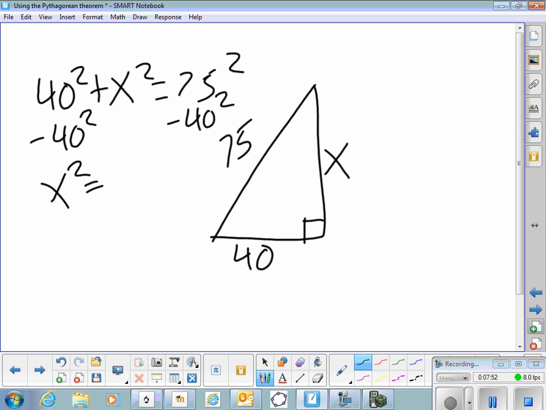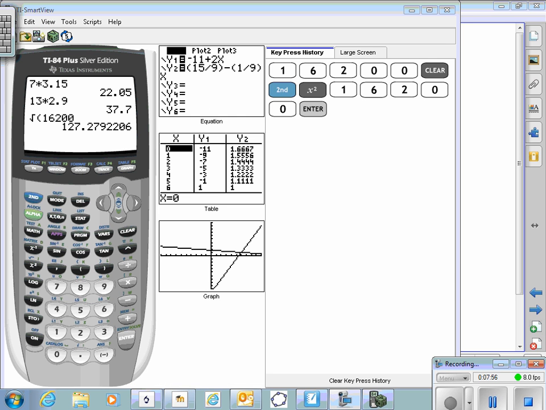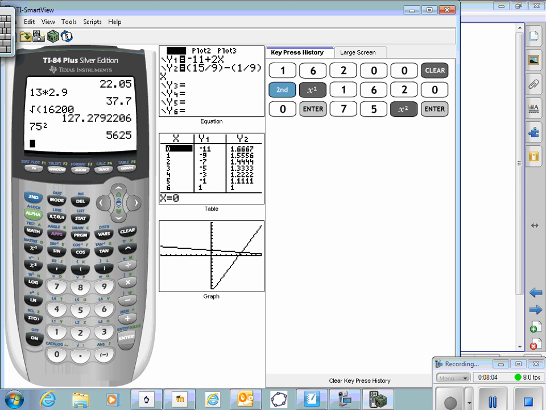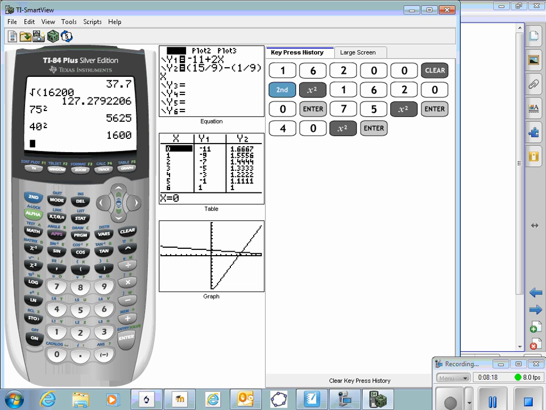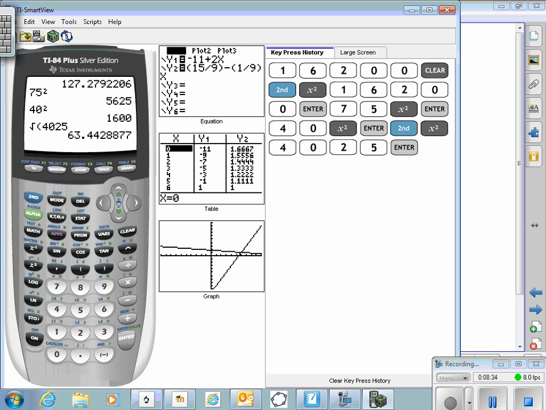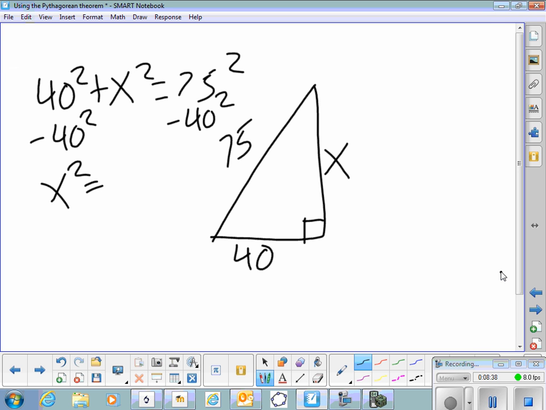So x squared equals, and then I'll get the calculator, 75 squared is 5,625. 40 squared, 1,600. Subtract and I get 4,025. Square root, second function squared gives us the square root. 4,025 tells me 63 feet. So x squared equals 4,025. X equals 63. For height of a cliff, 63 is close enough. I can round that.